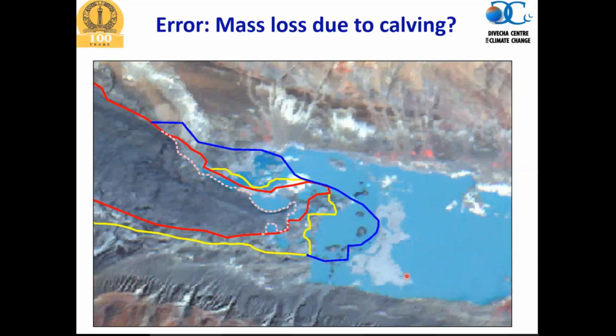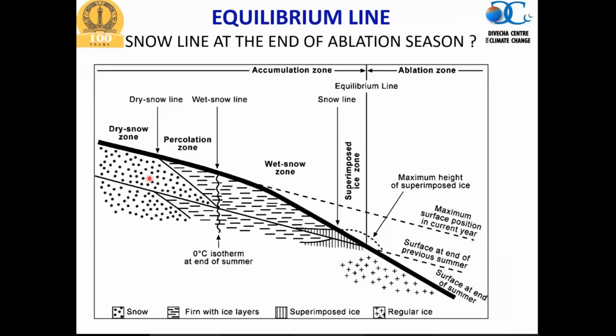Then another issue in this method is mass loss due to calving. What you really look at here is the Samudra Tapu glacier in Himachal Pradesh, and you can see this ice which is completely detached from the main body. So whatever loss is caused because of calving is not accounted for in the stake and pit method, adding some error into the result if there is mass loss due to calving.